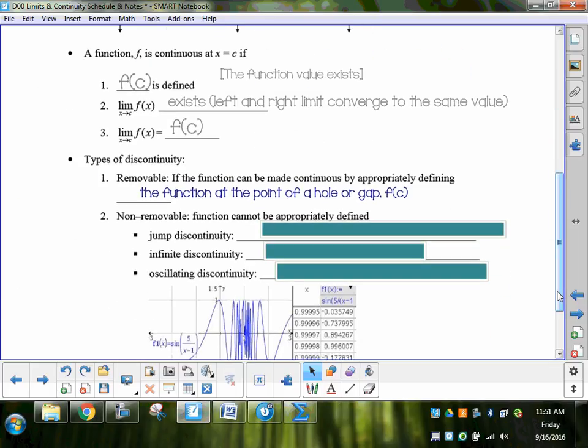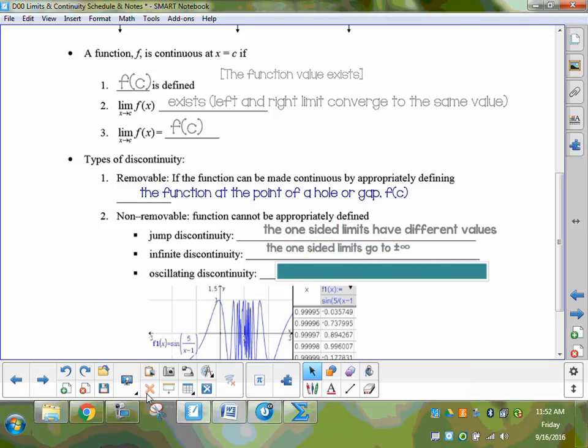Next type is if there's a jump discontinuity, which is when the one-sided limits have different values. There's not going to be much we can do to fix that. Infinite discontinuity happens when we have a vertical or horizontal asymptote, and the one-sided limits are going to go to positive infinity or negative infinity. Because if there is an asymptote, you just say, all right, well, let's plug that asymptote in.